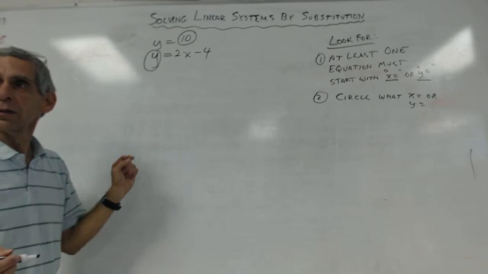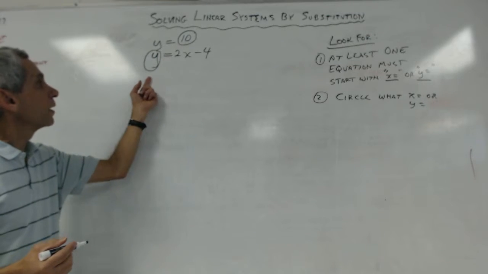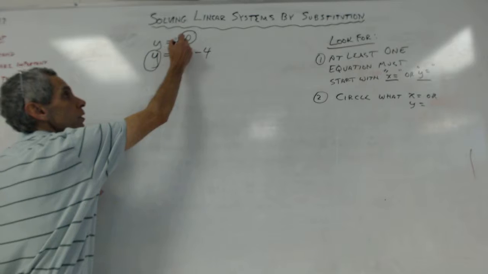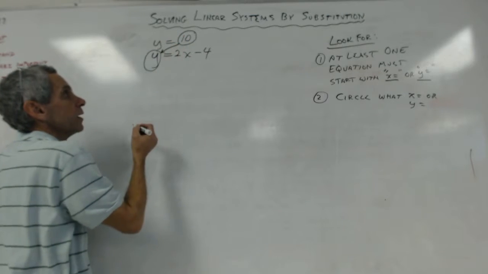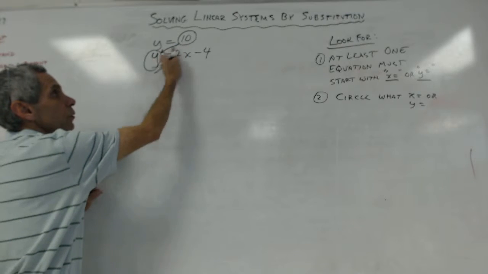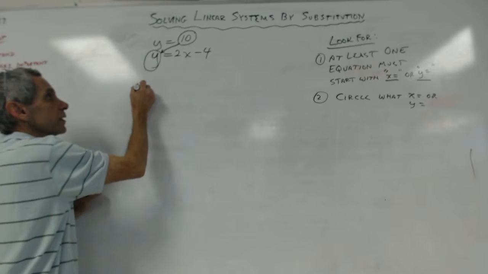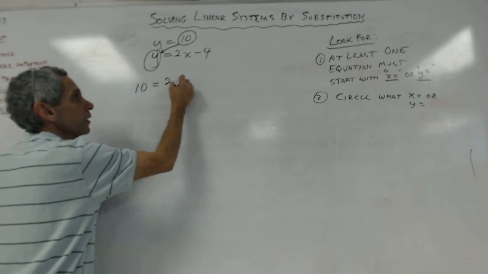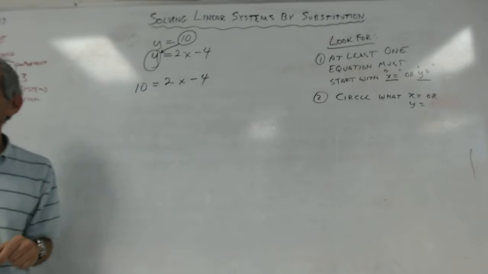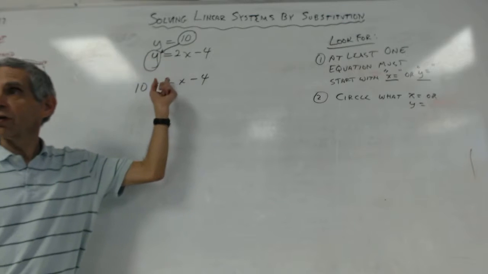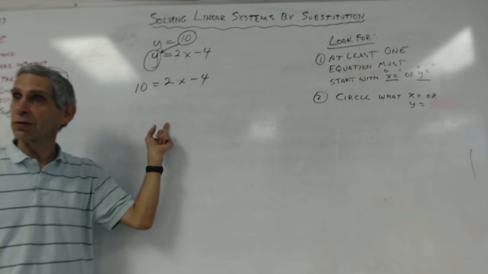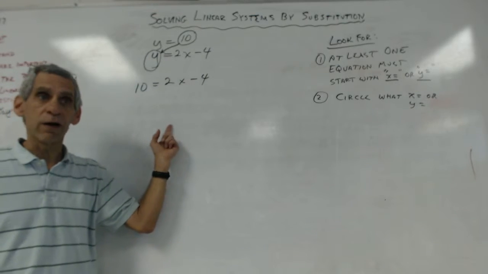You guys see this? So I'm going to circle the y. Now I'm going to draw a little arrow down from the 10 to the y, and I'm going to replace that y with that 10. So here's what I get: 10 is equal to 2x minus 4. How many unknowns do I now have in my equation? 1. I went from 2 unknowns to 1 unknown just by substituting. It's a powerful, powerful method.